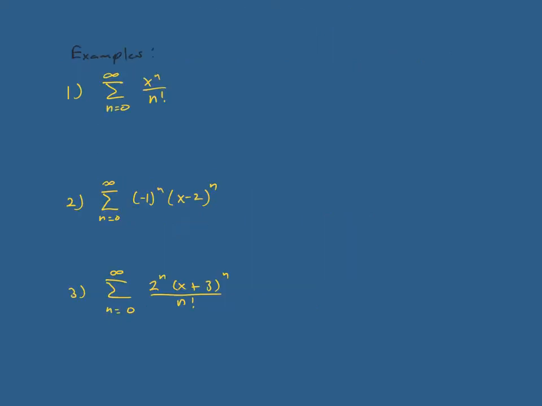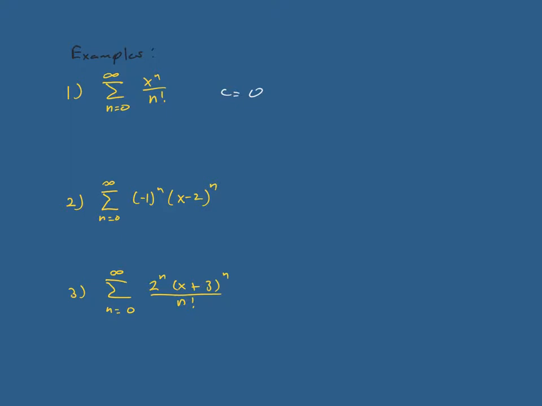So a couple examples. Let's just take a look. These are all power series. When I look at each one of these, what we really want to do is identify where this one is centered. In this first one, you have x to the n. So this is x minus c, and c equals 0.